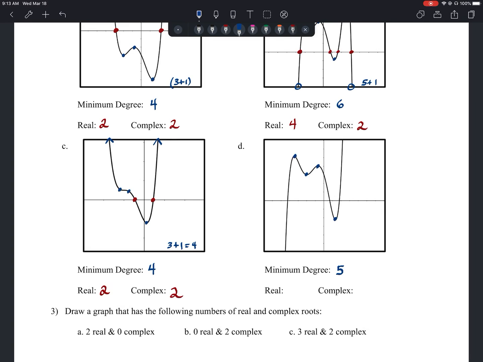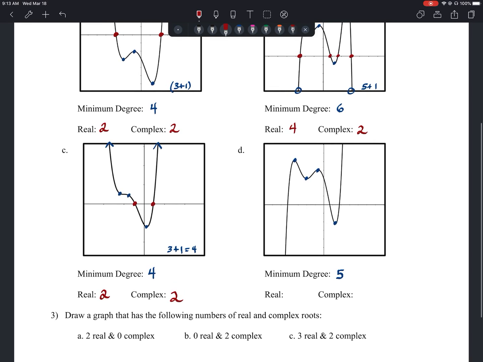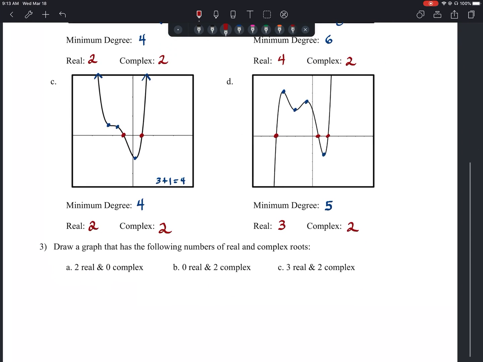And then when we count our real roots, we've got 1, we've got 2, we've got 3. So we've got 3 real roots, and then this one also has then 2 complex roots. 5 equals 3 plus 2. All right, hopefully that has helped you with that one.